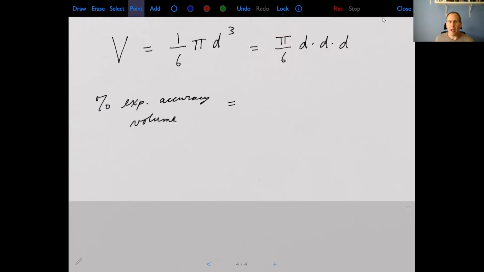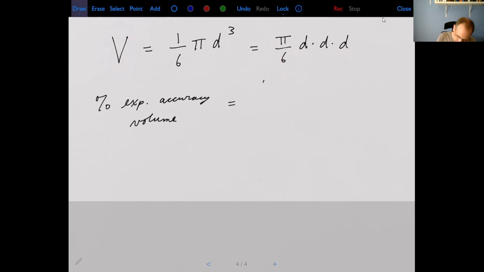So if I want to find the percent experimental accuracy for volume, I use the same rules as before. If I ever multiply or divide variables, I have to add the respective percent accuracies if I want to get the percent accuracy for the dependent variable. Well, in this case, we ignore the pi over 6, but I have diameter times diameter times diameter. I'm multiplying those three together, because it's d cubed. So the rule is I have to add those percent accuracies together.